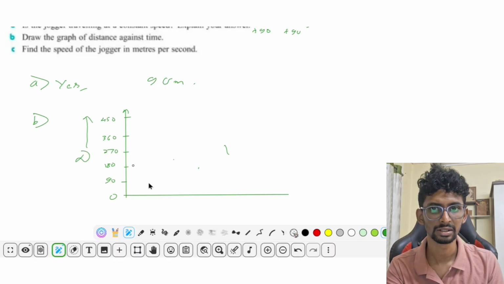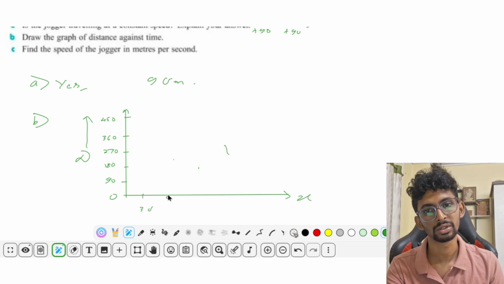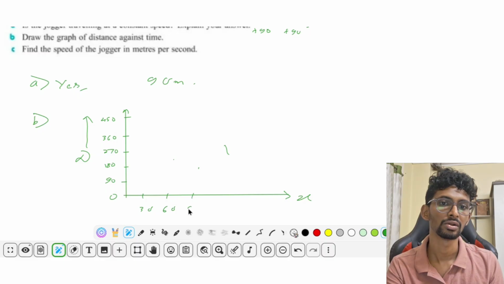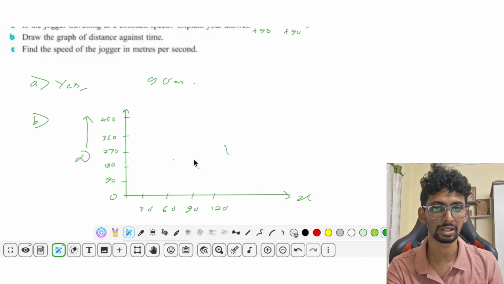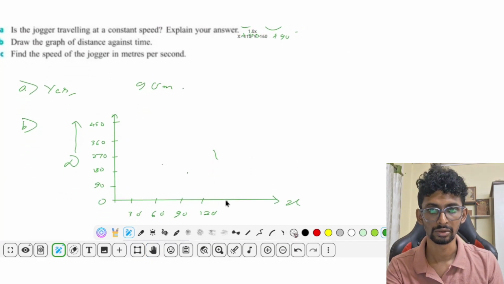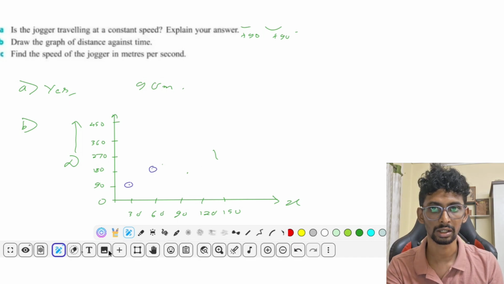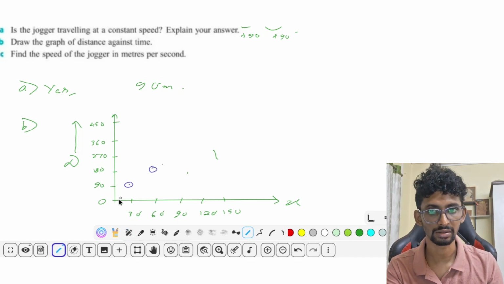I'm just writing D, and in x-axis I can plot time: 30 second, 60 second, 90 second, 120, it's given till 150. Okay, so first one is 0, that is origin. Next 30, 90, so here 60, 180 here. So if you plot all the points, you will get a straight line, something like this.